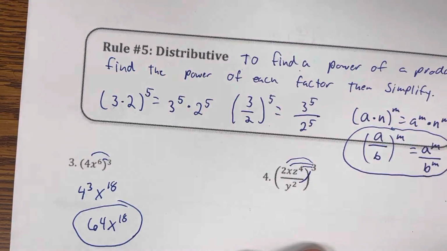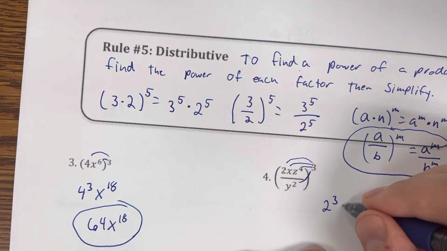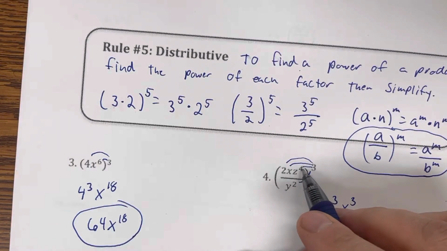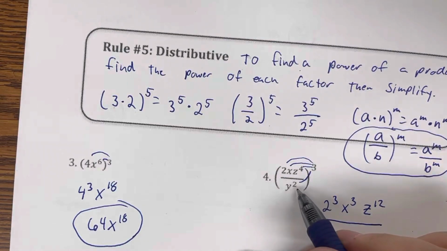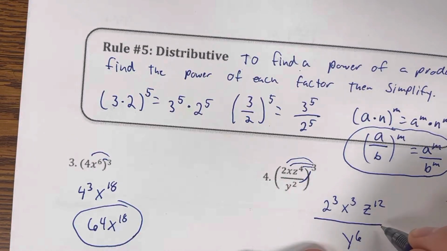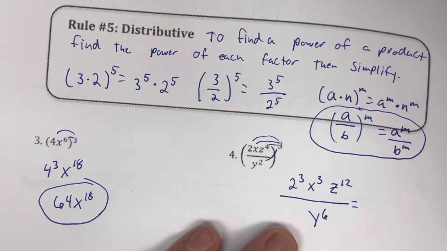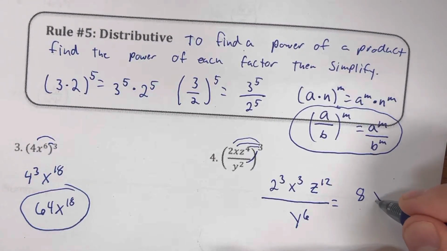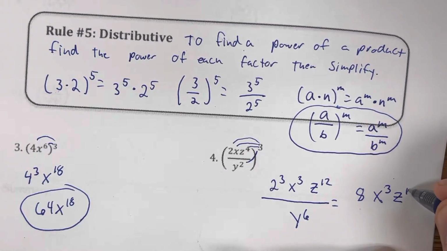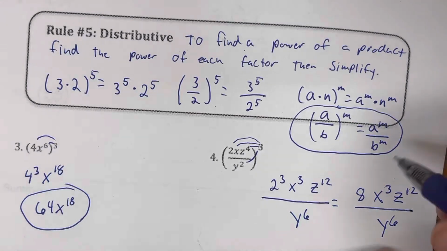Now when we divide, again, this 3 has to get raised to every factor inside, both on the top and the bottom. So we'd have 2 to the 3rd, x to the 3rd, z to the 4 times 3, which is 12, over y to the 2 times 3, that's y to the 6th. Now we need to simplify this, okay? 2 to the 3rd is the only thing I can simplify. Nothing else has the same base. So 2 times 2 times 2 is 8, x to the 3rd, z to the 12th, over y to the 6th. All right, you got that one.